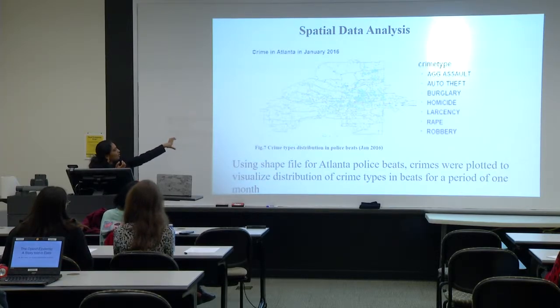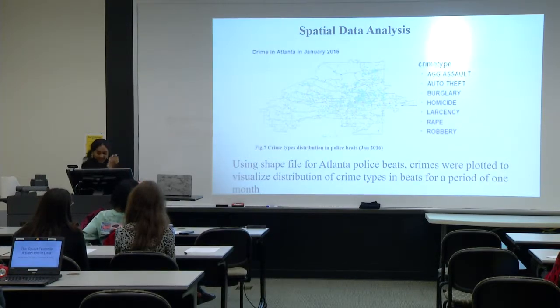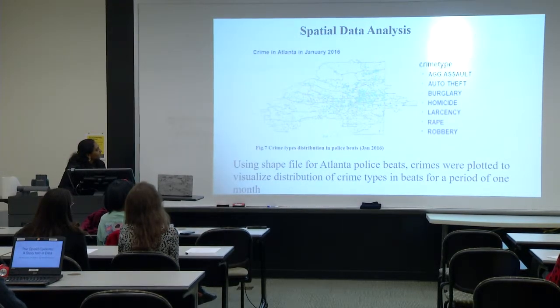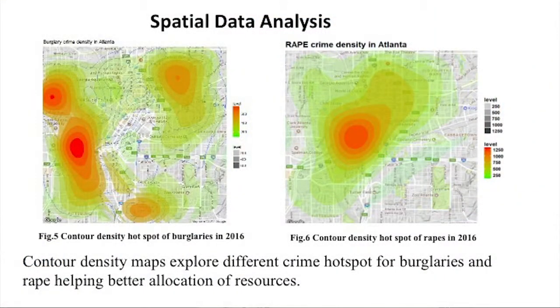I tried to plot how different crimes are distributed spatially throughout that area. So you can see that these beats have more crimes compared to these beats. So this is one way of analyzing the data, and this is like the density maps. This is more useful, especially when you have a very limited number of police resources.